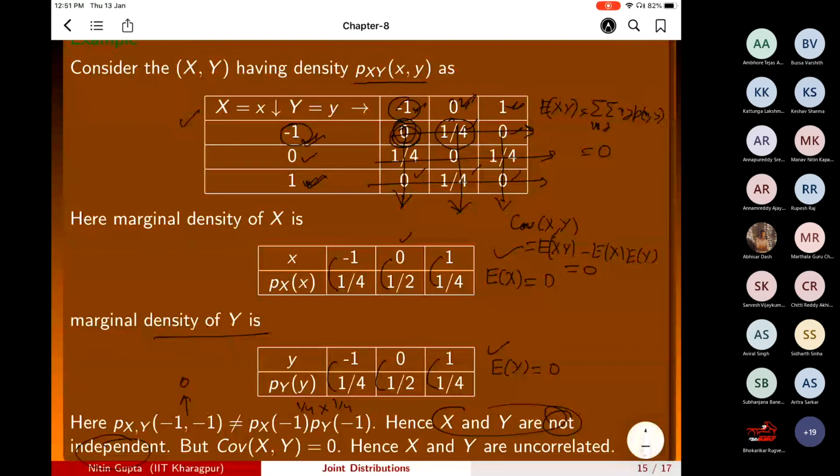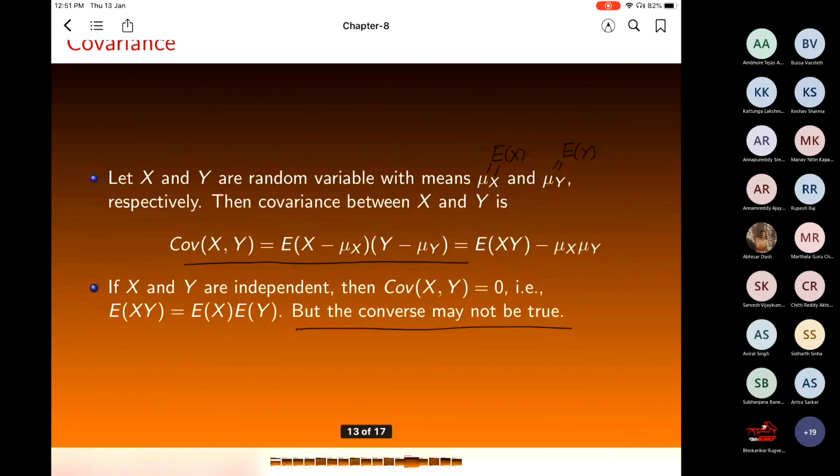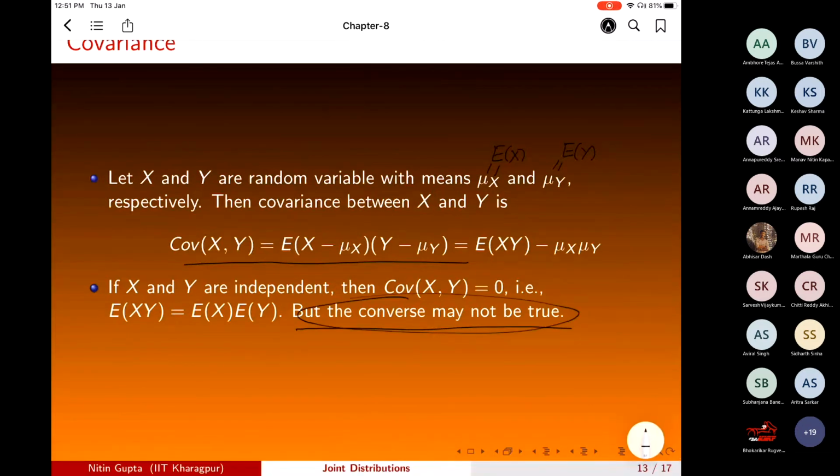Okay, so this is the example where covariance xy is 0, but x and y are not independent. So we may find some examples where the converse may not be true. So if x and y are independent, then covariance xy is 0, but covariance xy being 0 may or may not imply that x and y are independent.